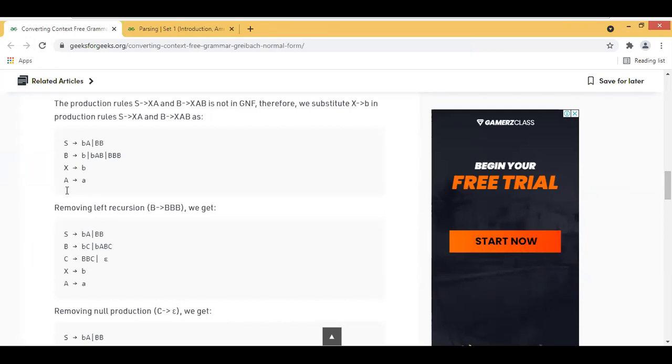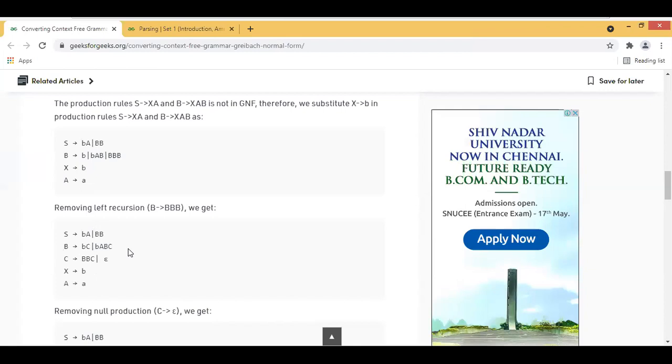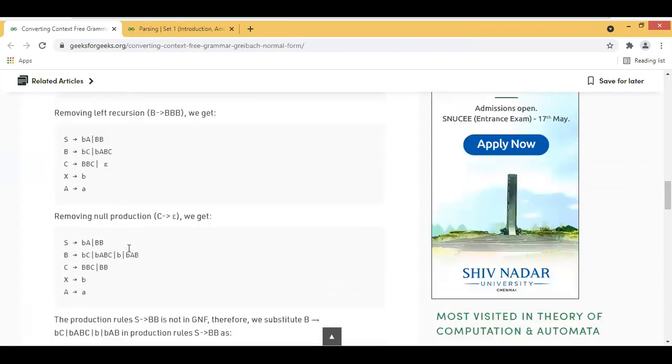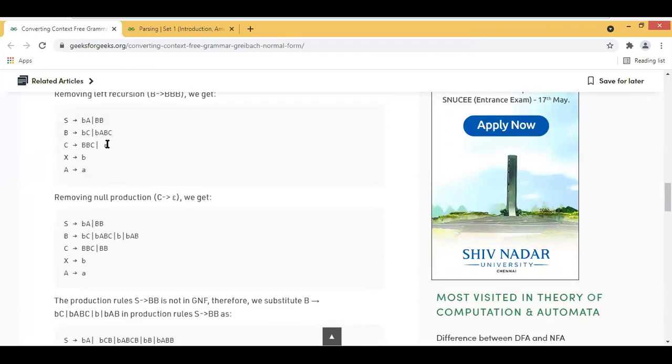The remaining productions are X tends to b and A tends to a. These are the same as they are, and the first one is as it is, but we did the recursion removal for the rule B tends to BBB. So after eliminating the left recursion, the rules are like this. Then we need to eliminate the null production C tends to epsilon now, because nulls are not acceptable for the GNF. If the epsilon is for the S it is acceptable, but here we have the epsilon for the C.